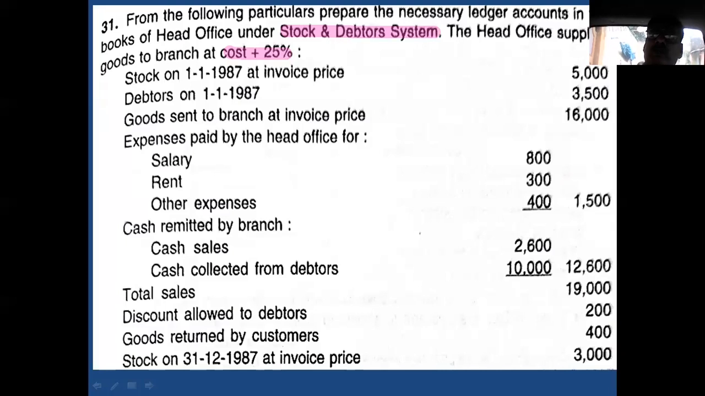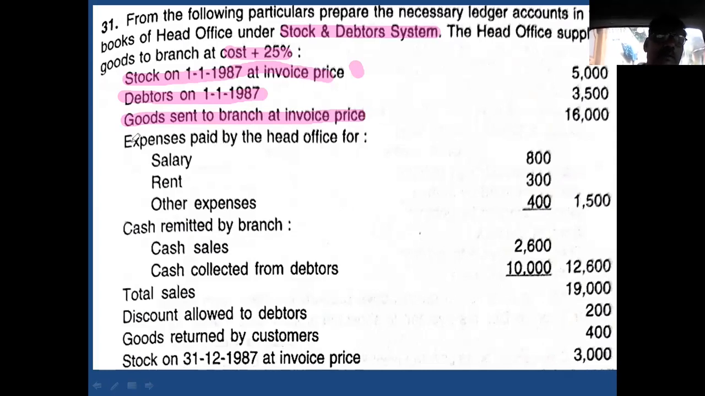to the branch at cost plus 25%, which means 25 is the loading and 100 is the cost price. Then calculate the invoice price and ascertain the profit. The next is opening stock of goods. This is the branch debtors account first item, on the debit side. Goods sent to branch is the second item on the debit side of branch stock.